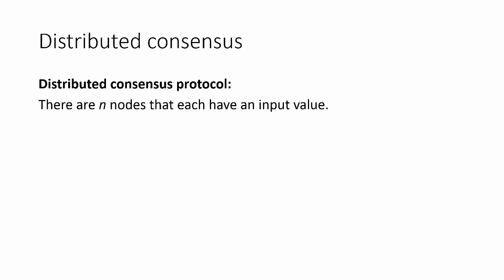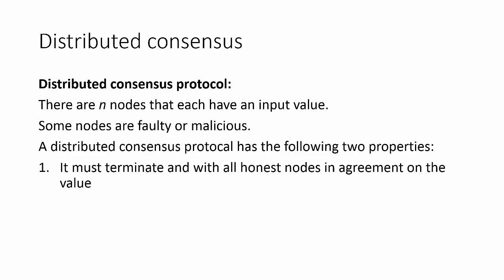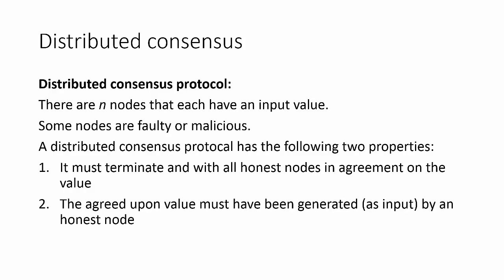Let's say we have a number of nodes, n, each with their own value of the item we want to reach agreement on. There are some malfunctioning or malicious nodes. We do not know which those are. A distributed consensus model has two central properties. First, the protocol needs to come to an end. It needs to terminate. Upon termination, the honest nodes need to agree on a specific value for the item in need of agreement. Secondly, the agreed upon value needs to be one that was originally proposed by an honest node.